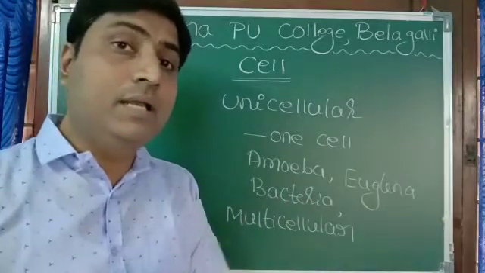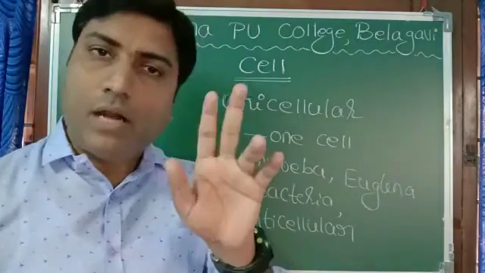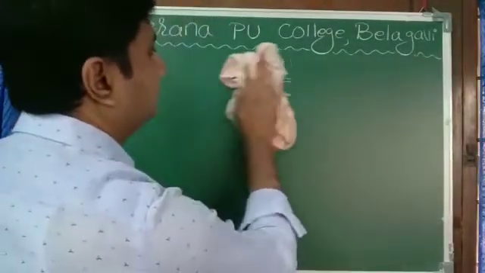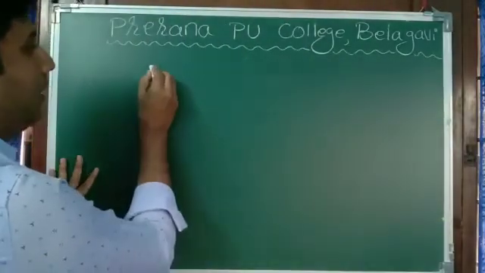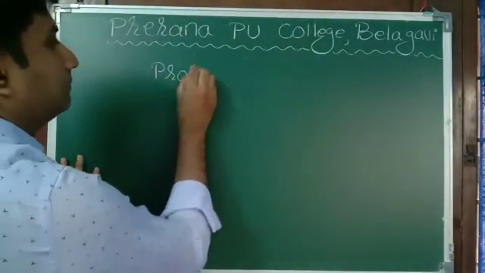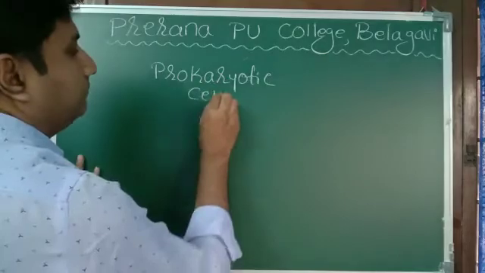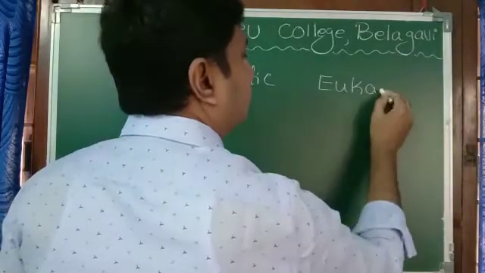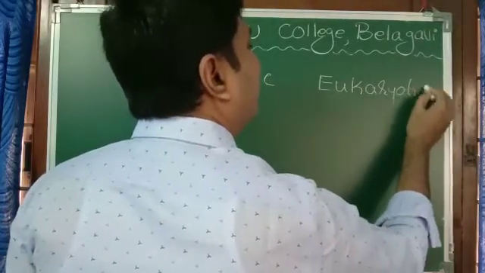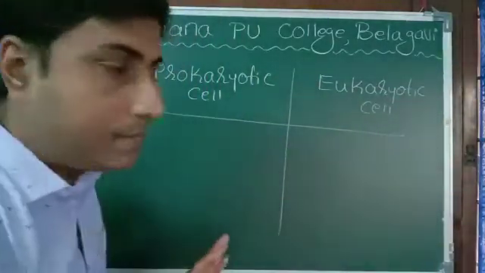So what is the final summary? The living organisms are made up of cells. When we speak of cells, there are two types of cells. We call them the prokaryotic cell and the eukaryotic cell. These are the two types of cells.